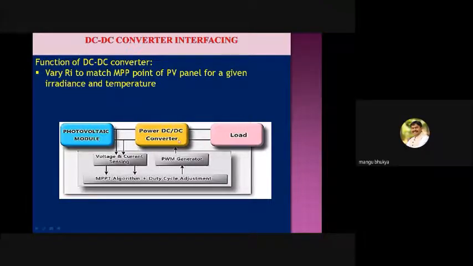A power electronic circuit or electronic circuit. Just like between your mobile and the AC source, we are using the adapter. The adapter is nothing but an interface circuit, a power electronic circuit only. We use the adapter because the source in our home is a 230 volt, single phase AC supply.